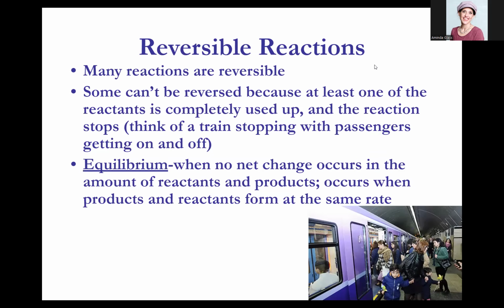We've talked about reactions and how to balance them, how to identify what type they are. Some reactions, though, are reversible. That means they could go forward, but then you could reverse them to go backwards. Now, some can't be reversed because at least one of the reactants has been completely used up. And then the reaction stops.